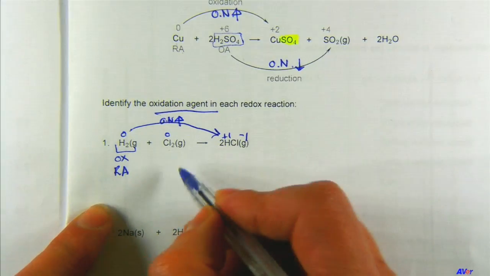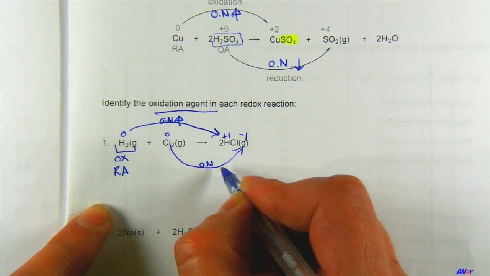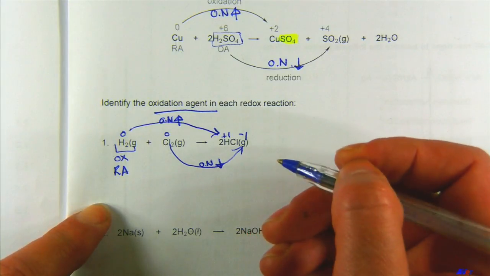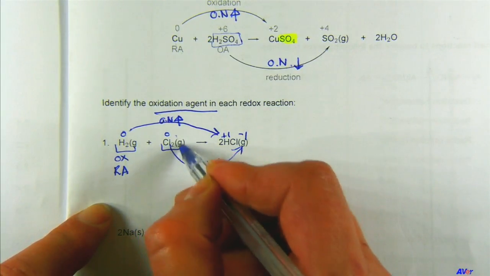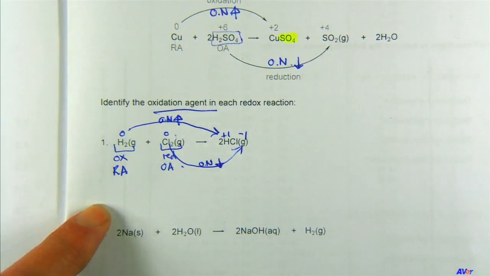Chlorine, over there it's 0, over there it's minus 1. What's happening to the oxidation number? It's decreasing, it's reducing. So chlorine is reducing and it is the oxidizing agent.